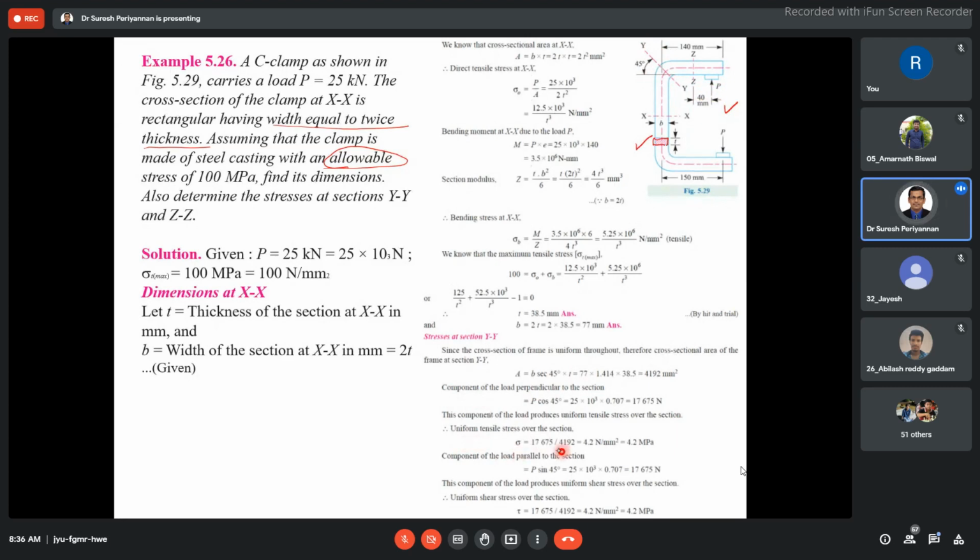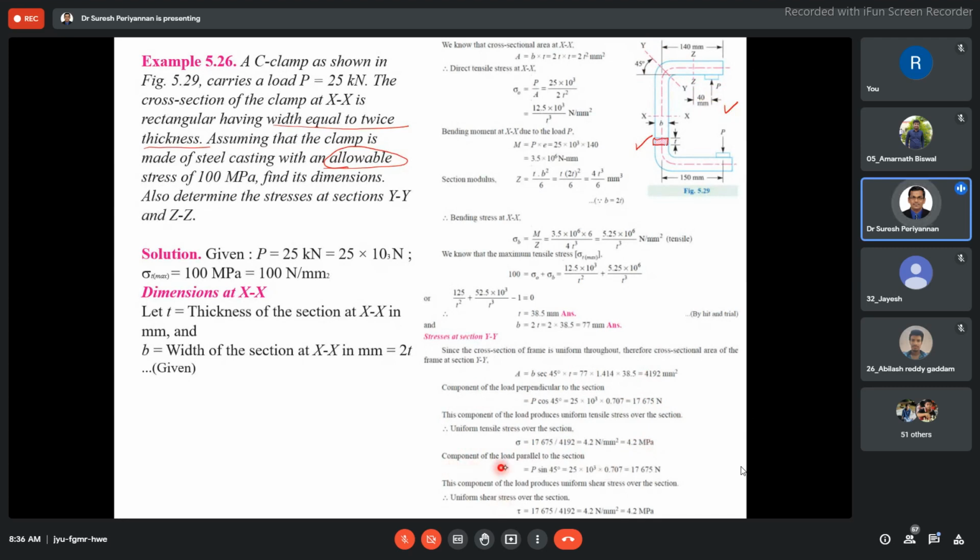The tensile stress over the section is nothing but a direct stress. That's what we are finding, the component perpendicular to the section. Once we find the component perpendicular to the section, we already know the area, so we can find the stress in the component. It is a direct stress, and the direct stress is 4.2 megapascal.